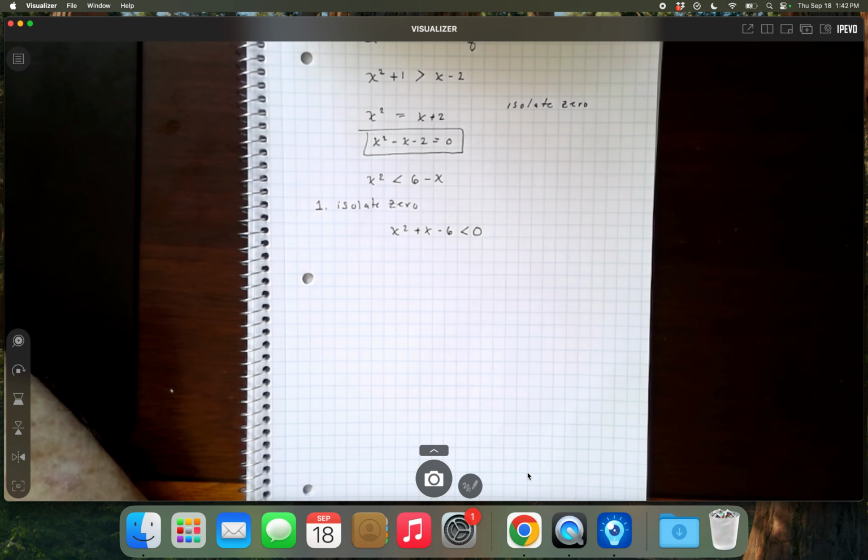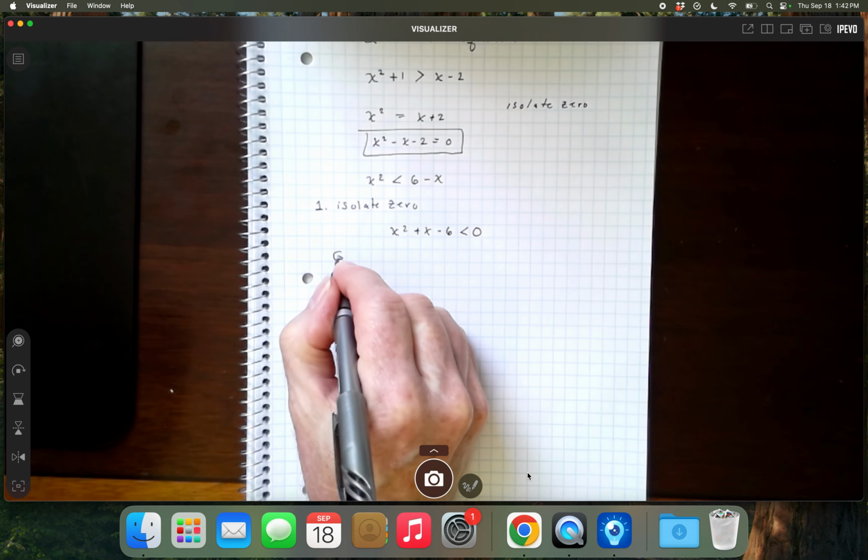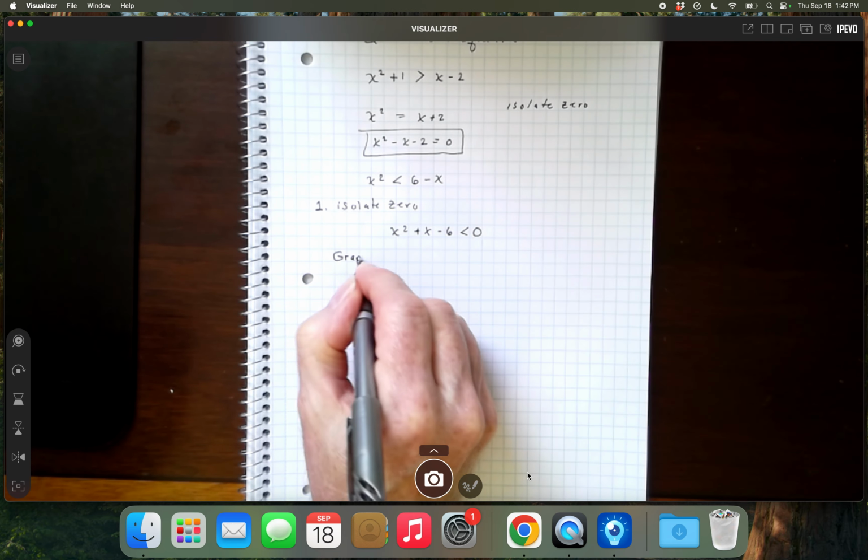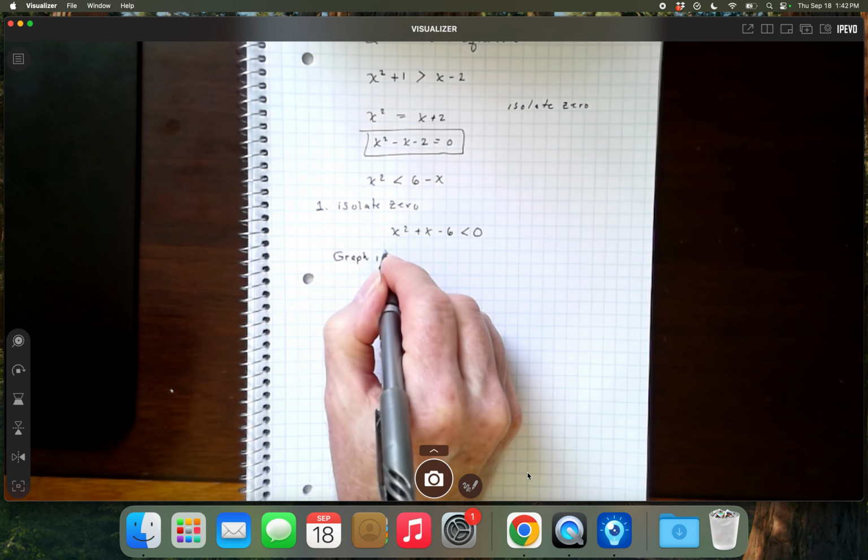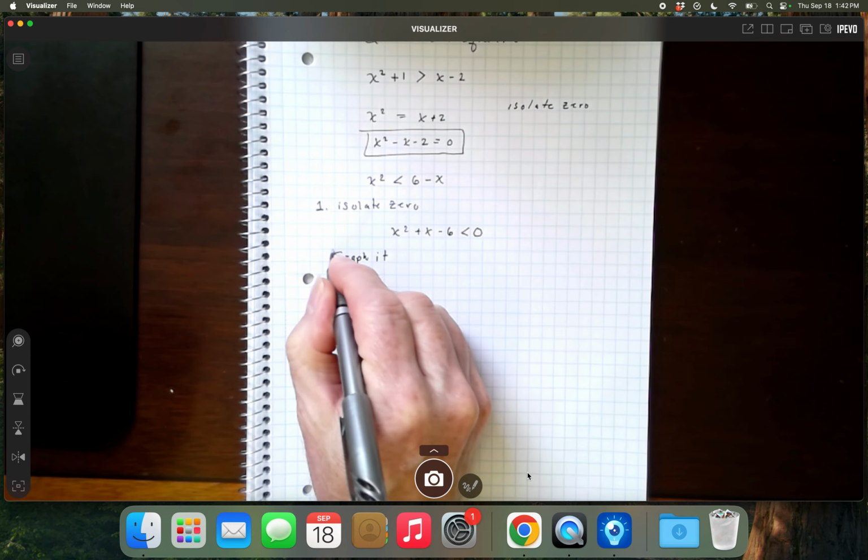Now, one approach you can always take is graphing it. Graph it and look at when the graph lies below the x-axis. We want to be aware of this procedure, but this is not actually how we're going to do it.